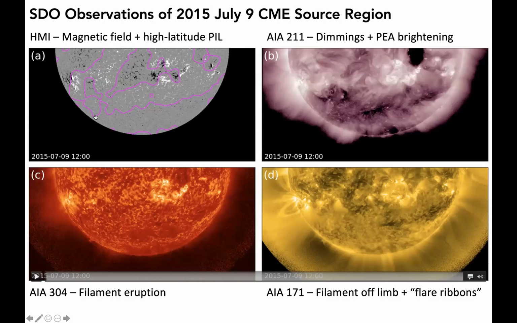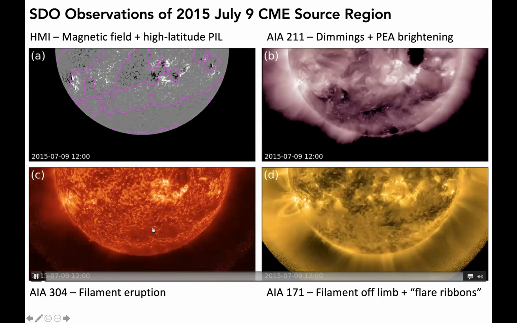And in this event, the polarity inversion line of interest, which are these magenta contours, stretches all the way across the disk face. And so on this kind of global high latitude polarity inversion line, you've accumulated a whole bunch of that stressed magnetic field. You do have prominence material, which you can see down here in 304. There's this kind of faint cloud that's pretty big. It kind of fills the entire 120 degrees of the 180 degree disk surface.